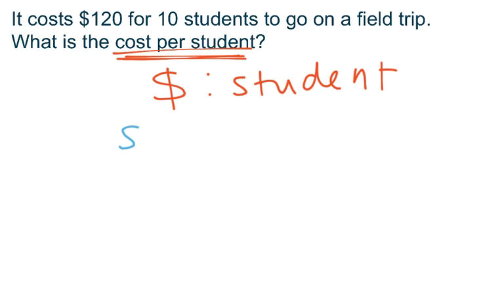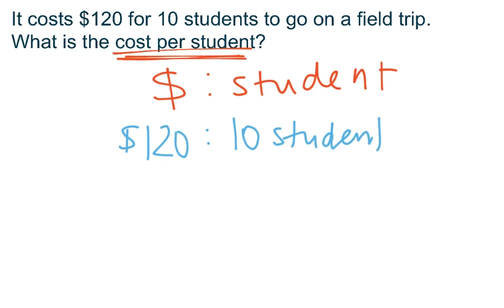So let's go ahead and write out our original ratio. So we have $120 for 10 students. But our goal is to get this cost per student. This is cost for one student. So what we're going to do is we're going to use the idea of equivalent ratios in order to find our unit rate. So that means that we are trying to change 10 students into 1 student because we're trying to find the cost per student. Well, how would we go from 10 to 1?